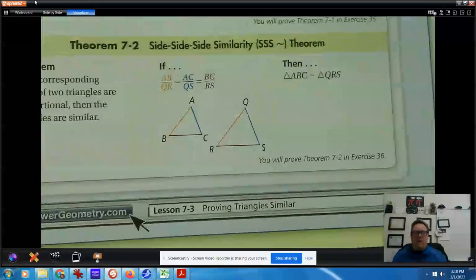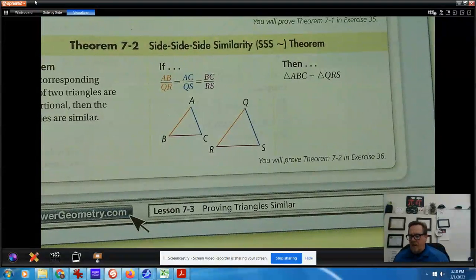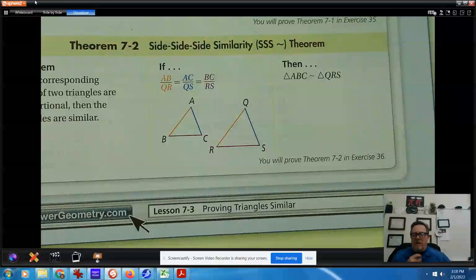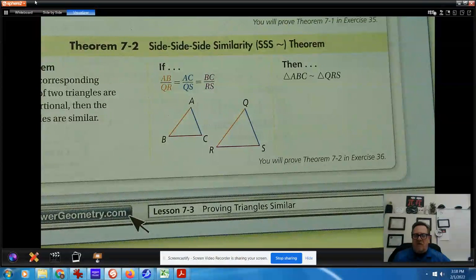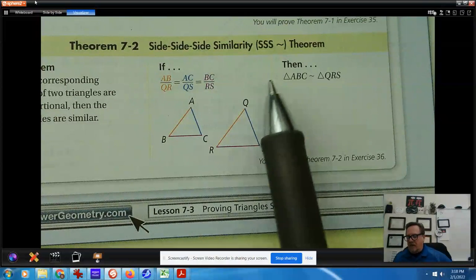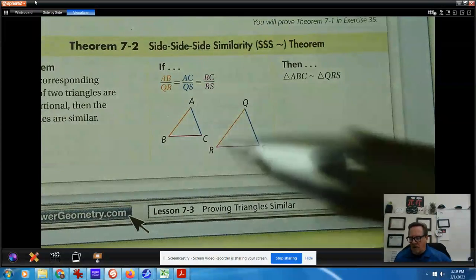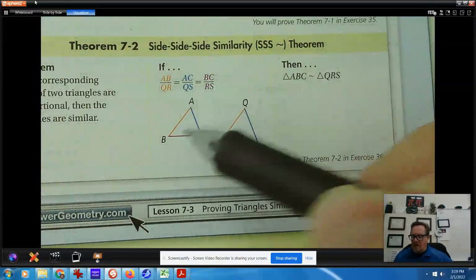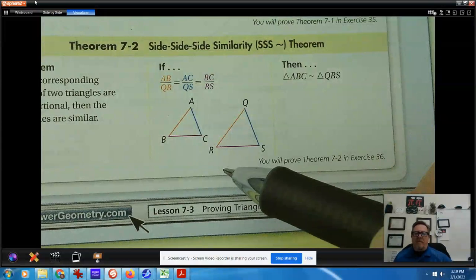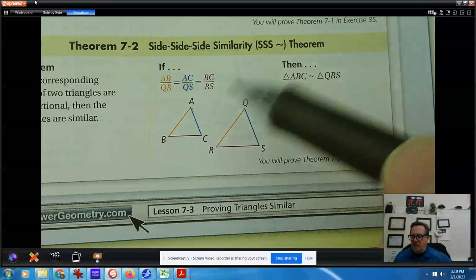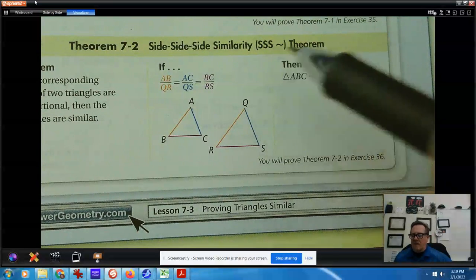Our next one is called side, side, side. And remember, I'm going to go backwards just a little bit. When we talked about this stuff yesterday, we said that we needed to check to make sure that all of the angles were congruent. And then we needed to go back and check to make sure that all the side ratios were the same. But this one tells us that if we're looking at triangles and we can show that all the side ratios are equivalent, that's enough. We call that the side-side-side similarity theorem.